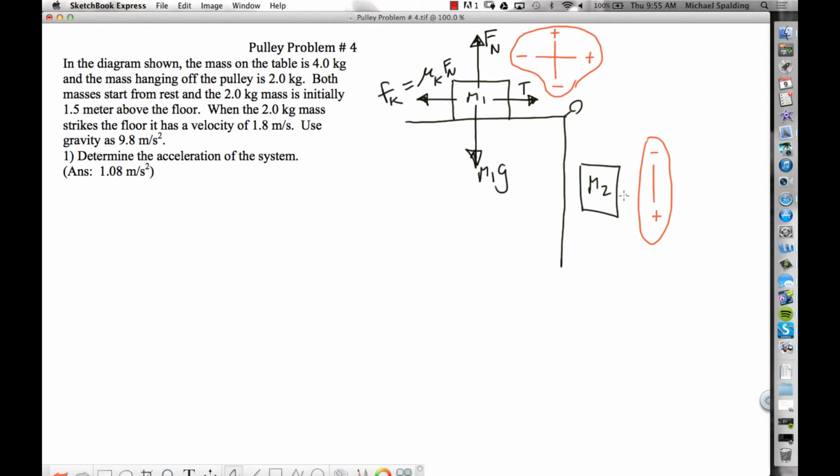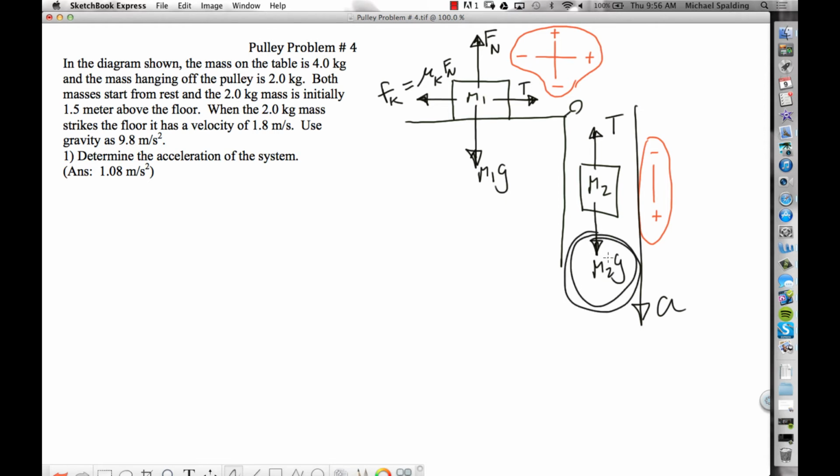All right, M2. What are the forces on M2? We have gravity pulling it down. That's M2g. And then we have tension pulling it up. Now, look. Which way is M2 going to accelerate? M2 is accelerating which way? Down. Why is M2 accelerating down? Because why?